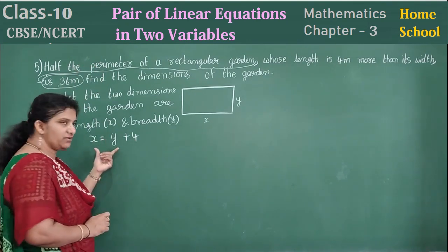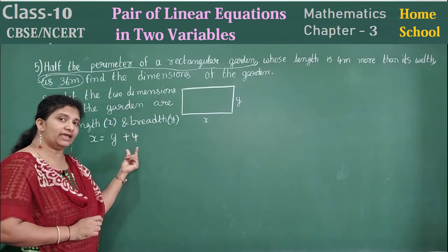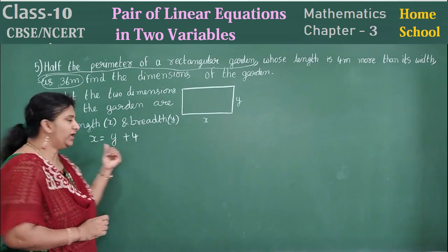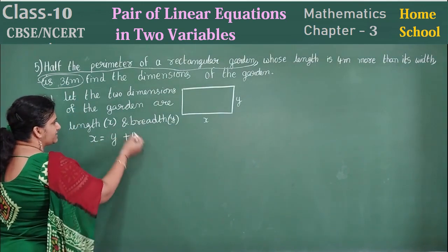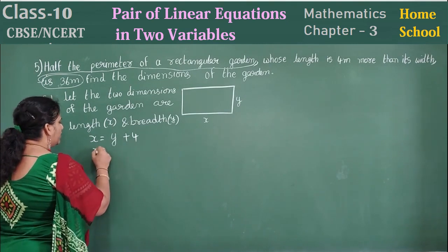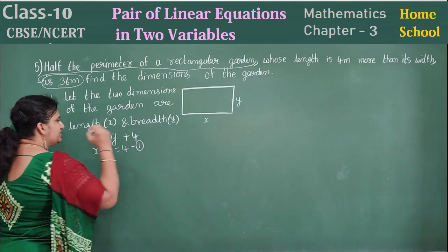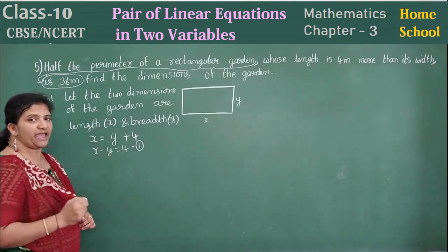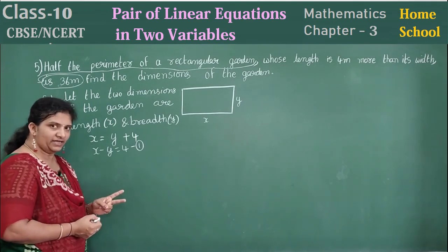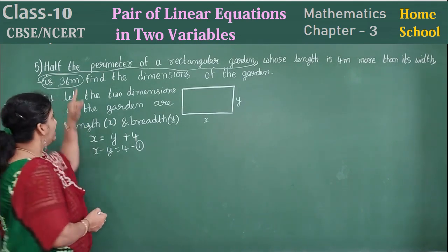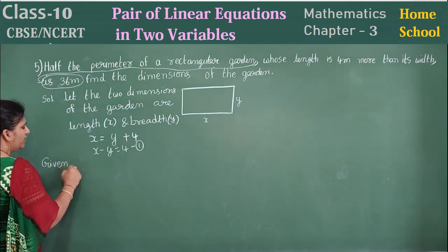The first equation we have taken is: whose length is 4 more than the breadth. Let's bring this Y this side, X that side also. You can frame it any way. X minus Y is equal to 4. Mark it first equation. In this pair of linear equations in two variables, we are going to get two equations. So one equation is completed. Another equation is given.